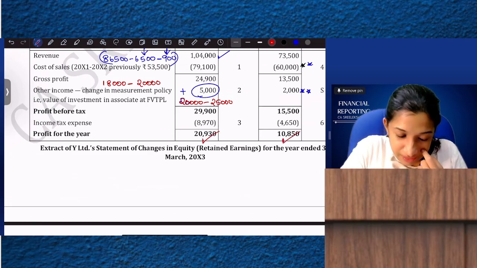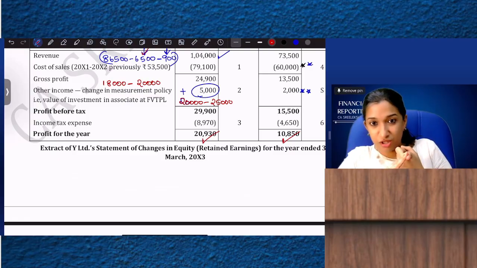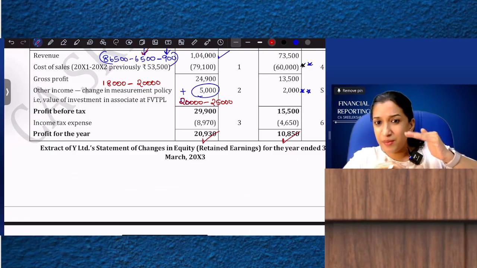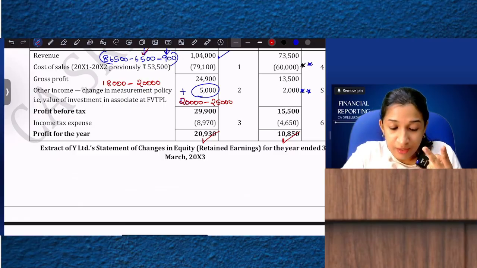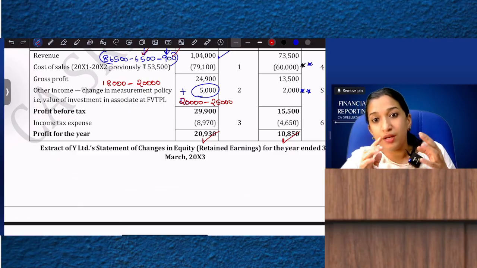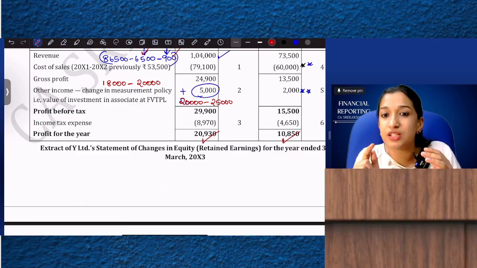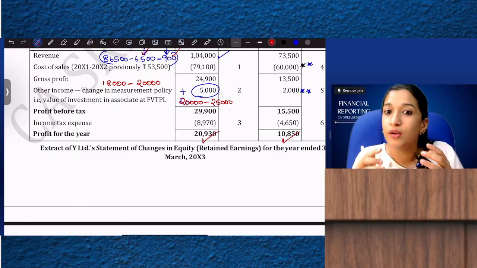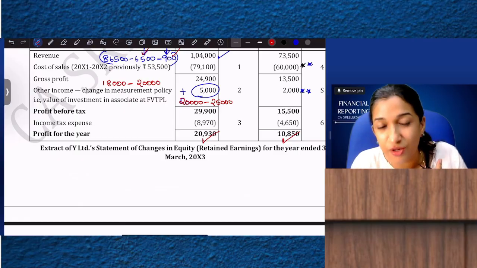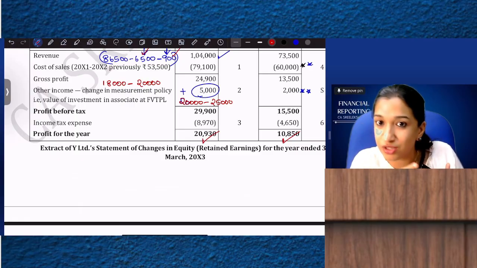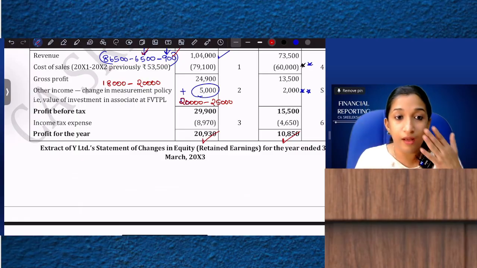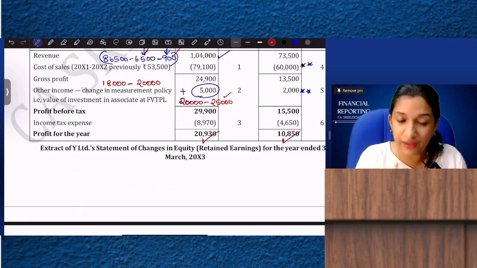Error rectified by eliminating opening stock. So 6,500, my opening stock was more, that I eliminated, point number 1. Then depreciation, already 1,500 is charged, but now depreciation is only 600. So 900 depreciation expense has reduced. So that is to be reduced. Then change in accounting policy effect.